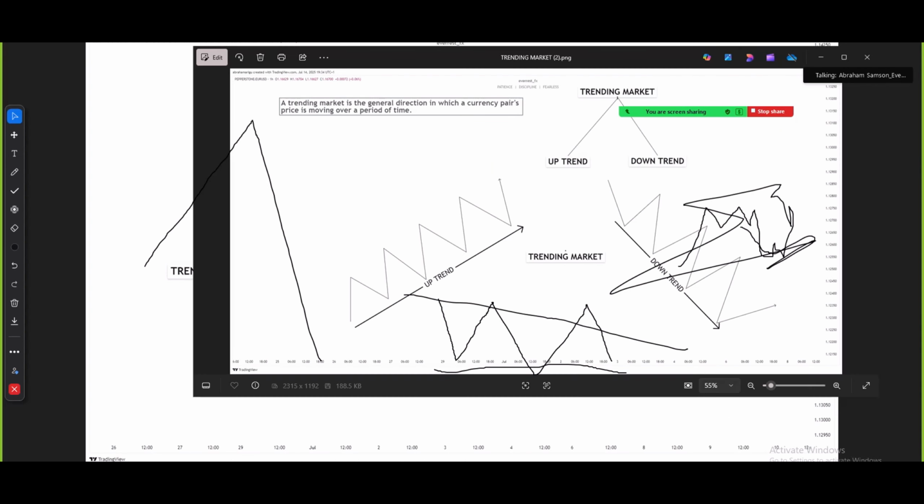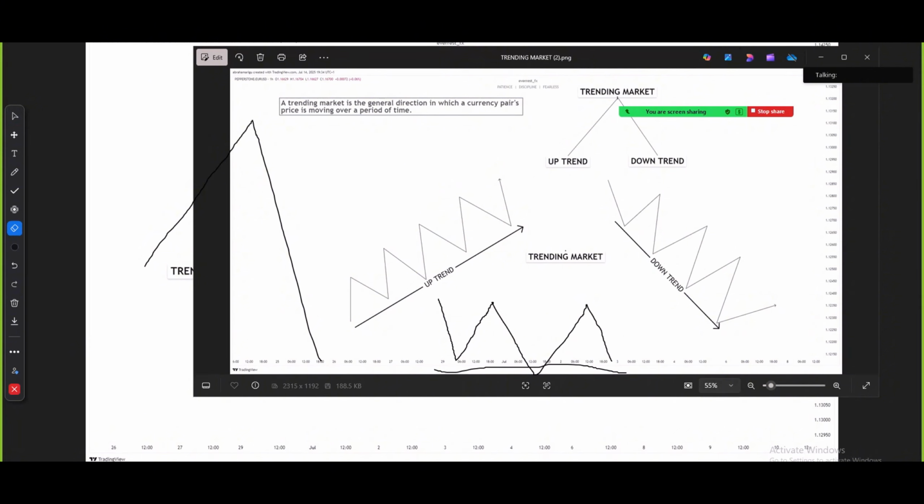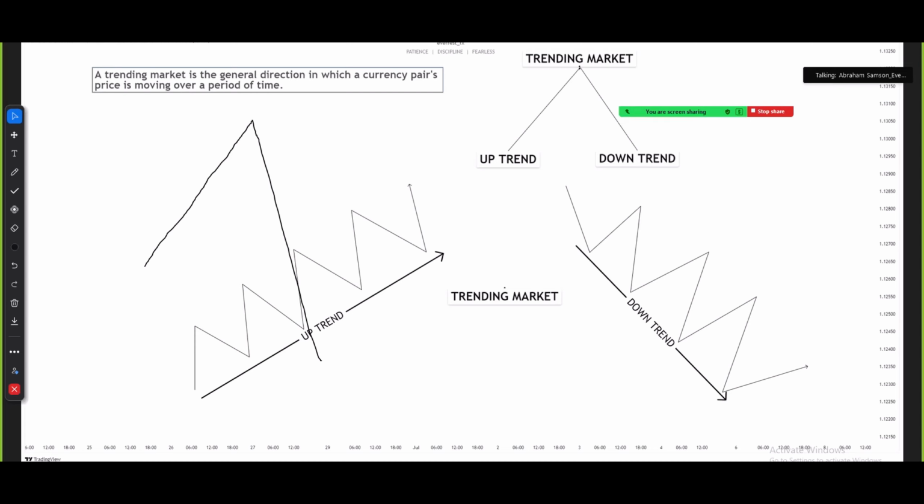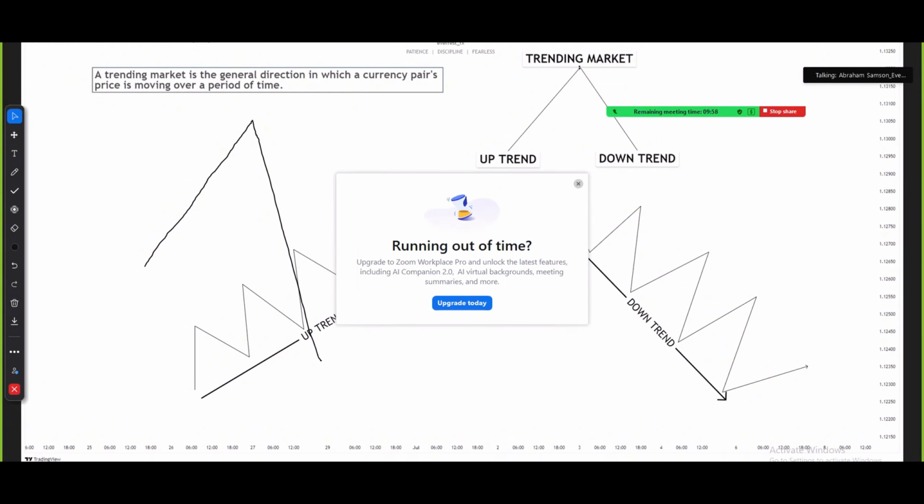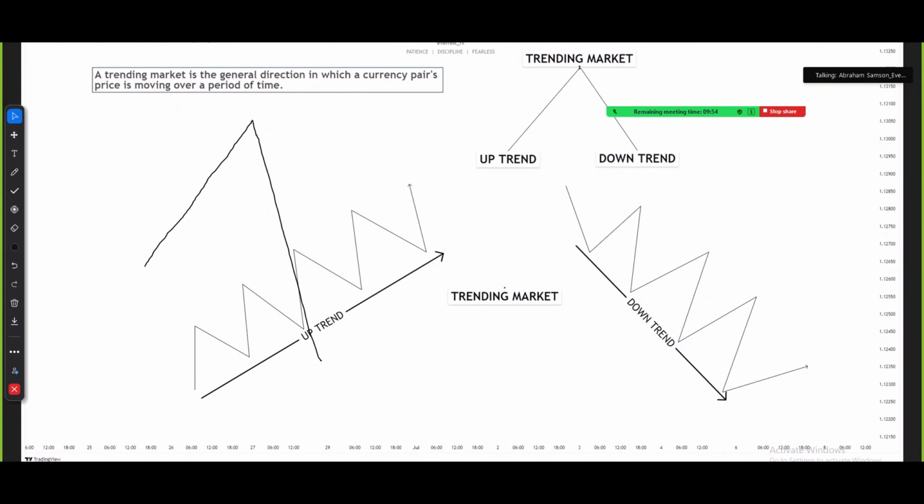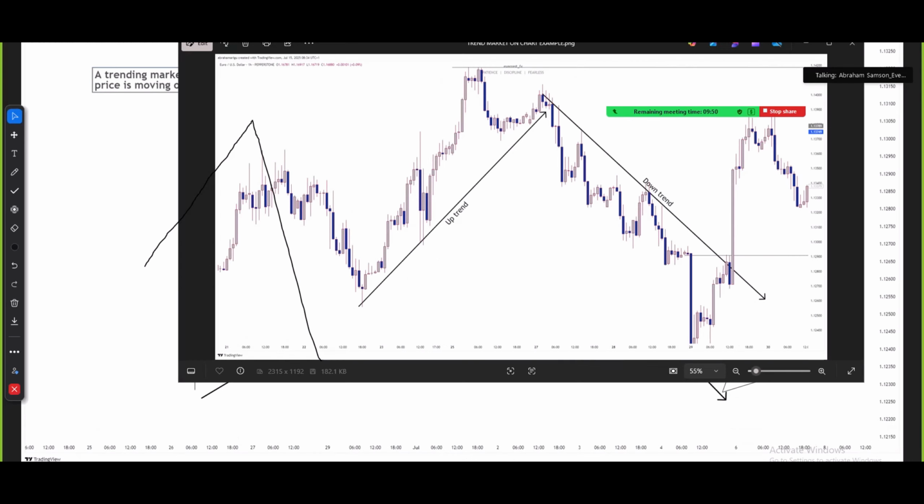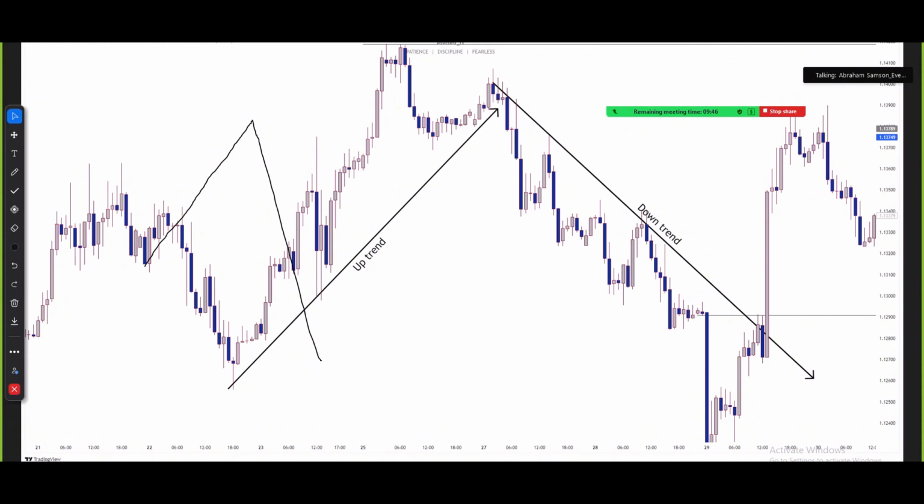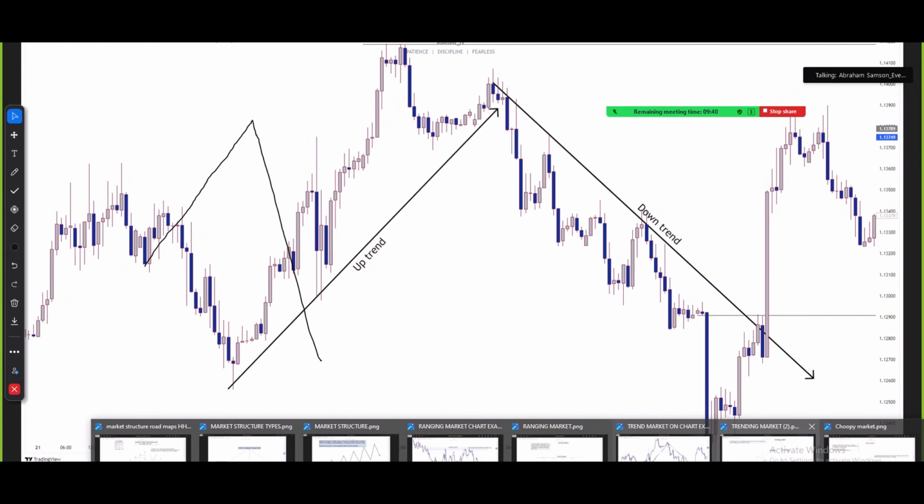So I think I have an example here. Yeah, this is an example of a trending market. So a trending market might either be going up or coming down. It might either be on an uptrend or a downtrend. So please let's note the market might either be on an uptrend or a downtrend. You can see this is my chart.